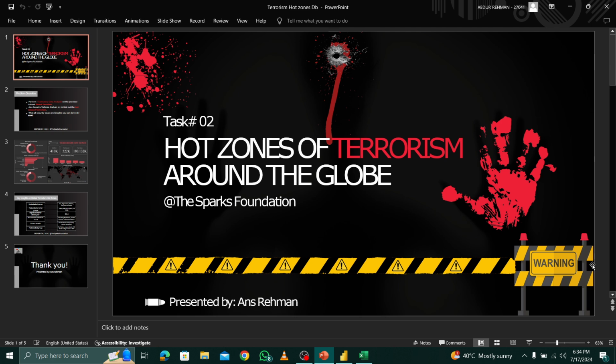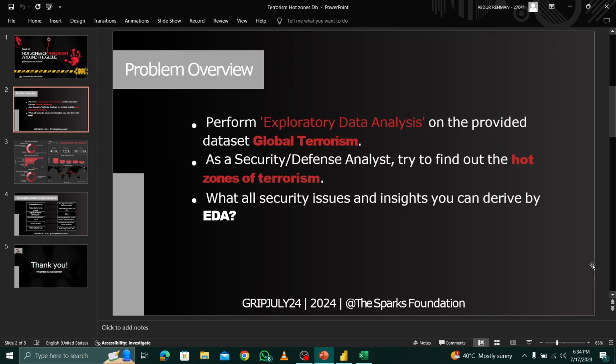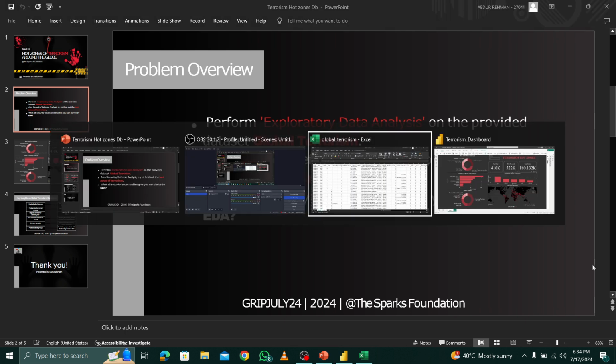This is task 2 of the internship, in which we'll find the horizons of terrorism around the globe. We'll perform exploratory data analysis on the provided dataset, global terrorism. As a security or defense analyst, we'll try to find out the hot zones of terrorism and all the security issues and insights I can derive by the EDA, that is exploratory data analysis. So let me take you to the data sheet that is being provided.